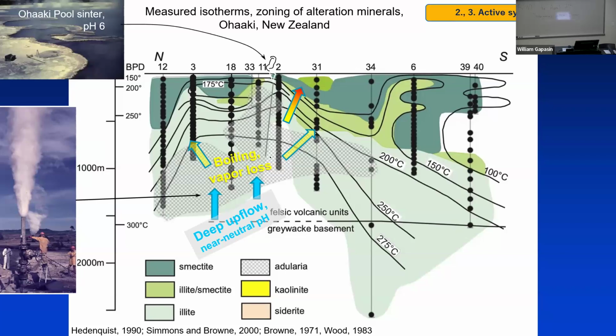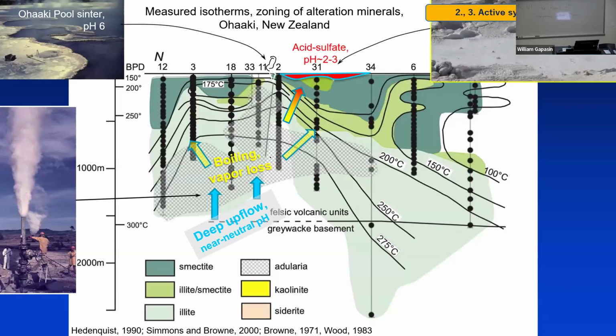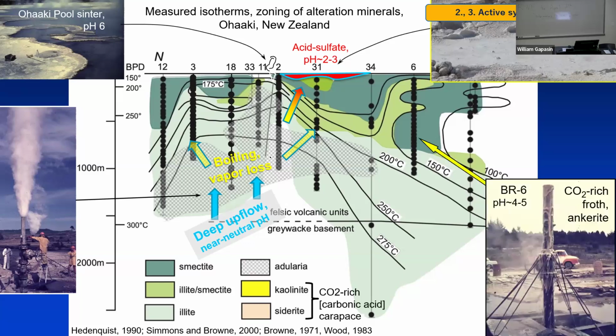This is where Ohaaki Pool discharges. These high temperature wells are basically tapping this upflow zone. We have our steam heated pools with a thin horizon of acid sulfate, H2 to 3 pools, and then we have Well 6. Well 6 was discharged. When it was discharged, it didn't look like this. You open it up, and it was a CO2-rich froth.